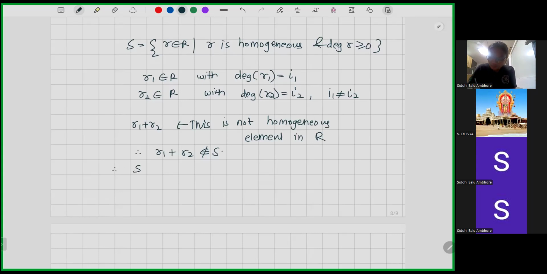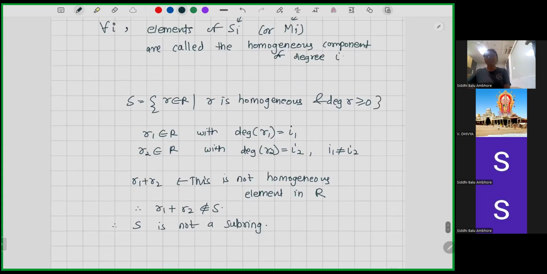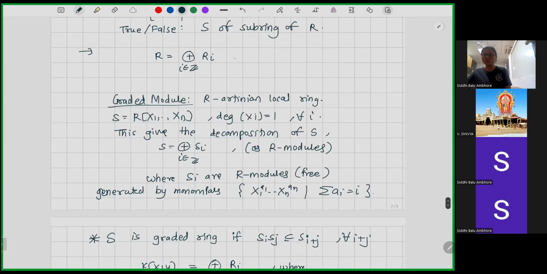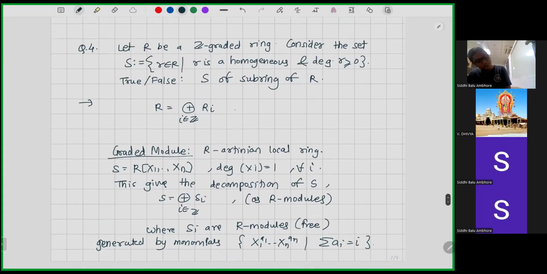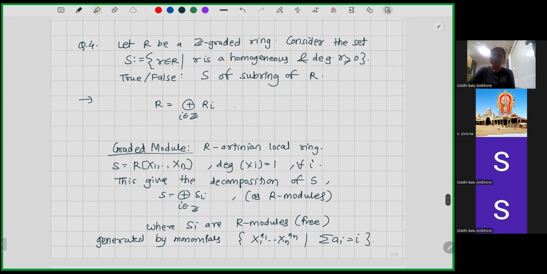Okay, so therefore S is not a subring. So when can we say that something is a subring? What changes would you like to make such that S can become a subring of R? Any suggestions? When can we say that this S is a subring of R? Homogeneity is okay, so what changes would you like to make on the second condition, on the degree of r, such that S is a subring of R?